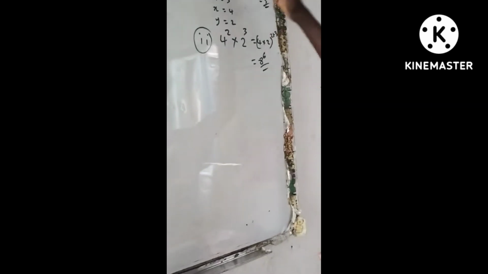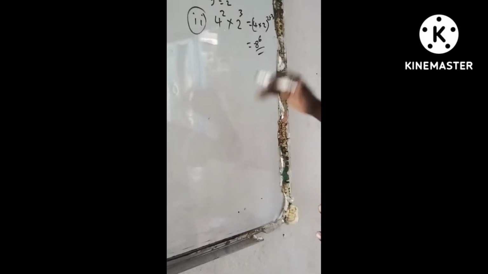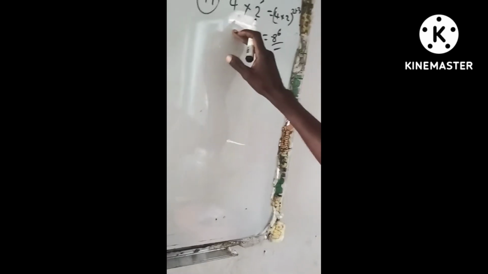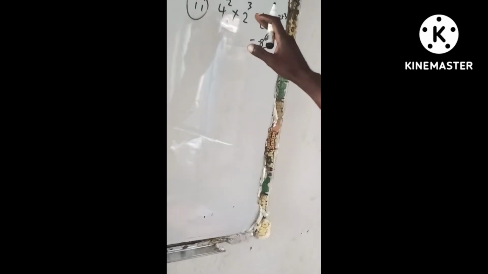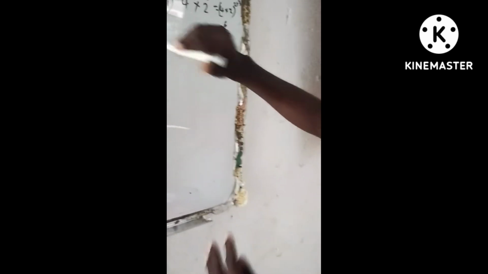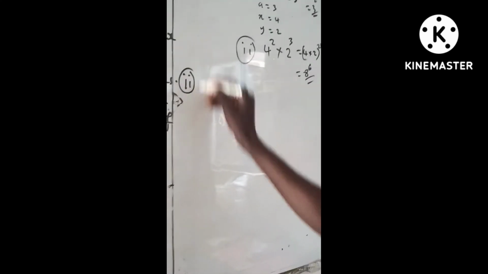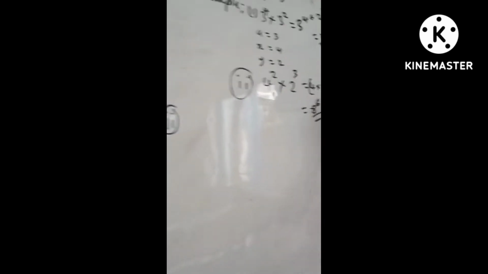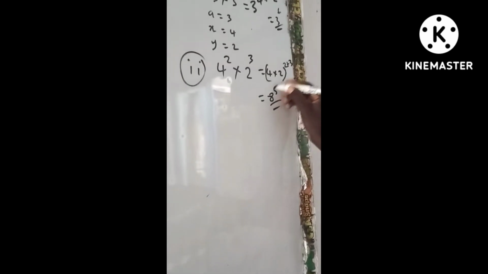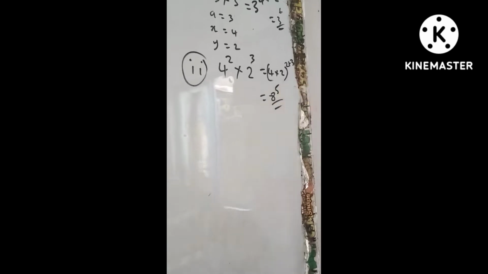So these are the two conditions: either the bases are the same or the bases are different. Then you follow this example. 2 plus 3 is 5 rather. So we have 8 to the power of 5.